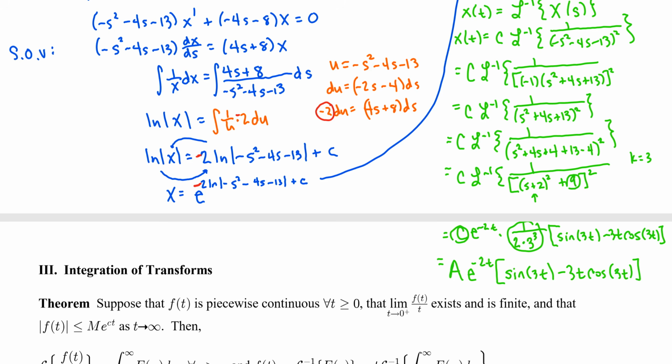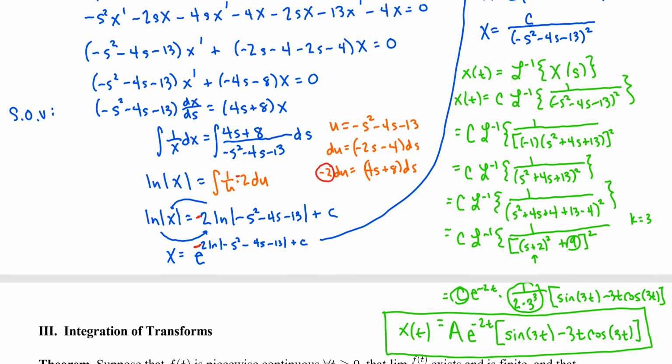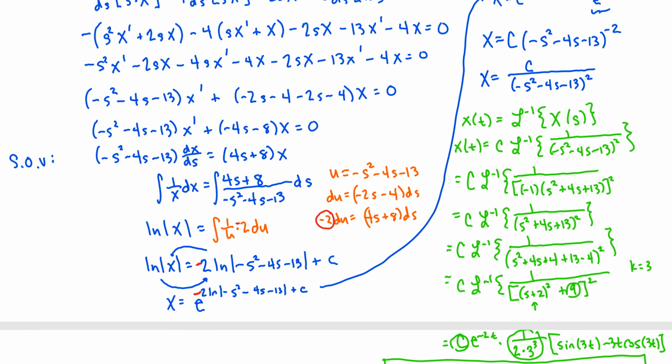So congratulations, you have just solved a higher order differential equation with non-constant coefficients using Laplace transforms. Now that is a pretty beefy problem.